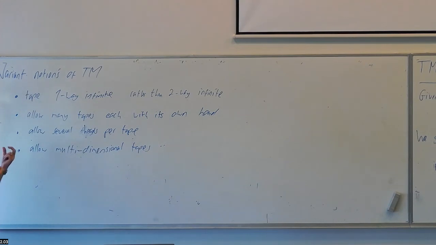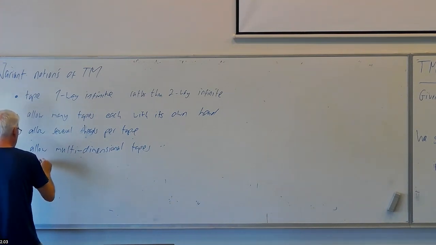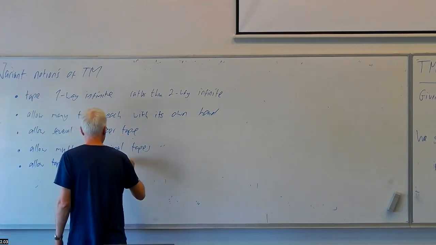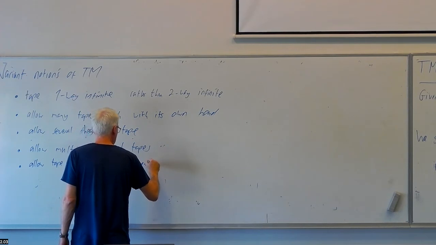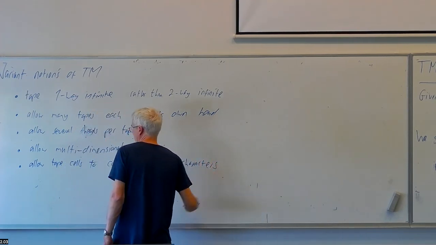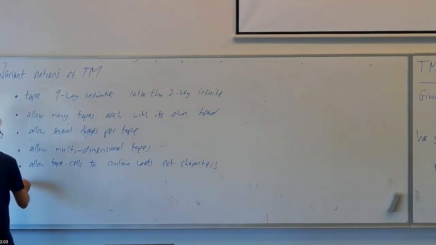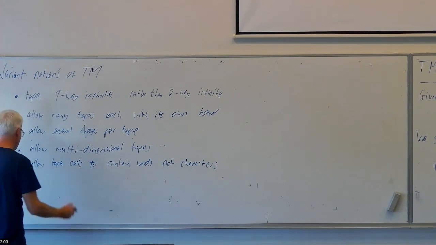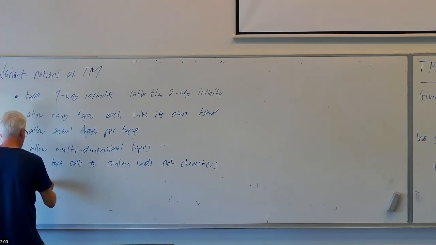A different direction is, instead of just having one symbol per square, to allow these squares to contain arbitrary words of arbitrary length. So allow tape cells to contain words, not characters. I think there might be some others mentioned in the lecture notes, but one is limited only by one's imagination here. You can imagine lots of variations along this line. So let's say etc.